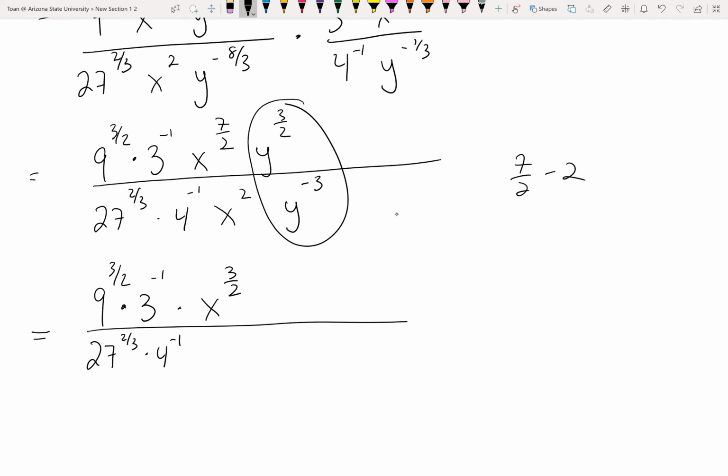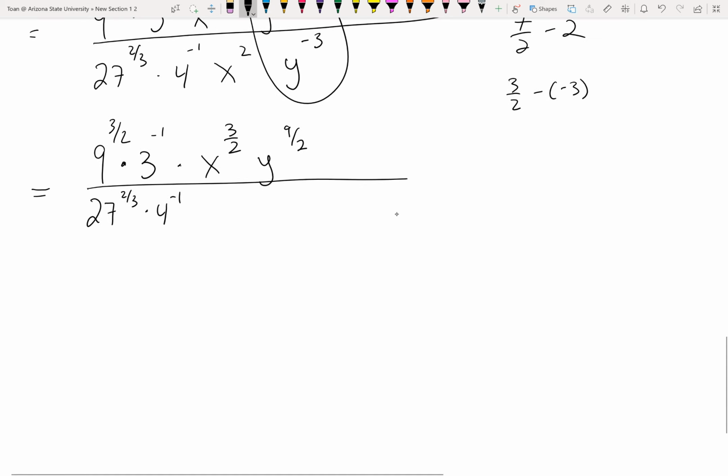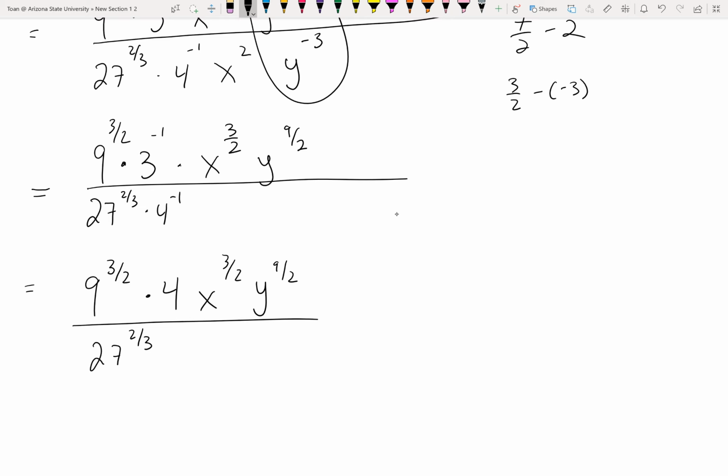And then let's go ahead and subtract these guys here. So that's 3 halves minus a negative 3. So that's going to be a y to the 9 halves power. We do have some negative exponents. So this guy here has a negative exponent, and this guy here has a negative exponent. So what that means is we're going to flip them. Since this 3 has a negative exponent, he flips to the bottom. Since this 4 has a negative exponent, he flips to the top. So right now, this is what we have. It's not going to be our final answer because we've got to take care of those regular numbers. But that's what we have.